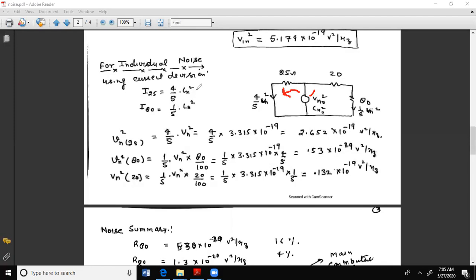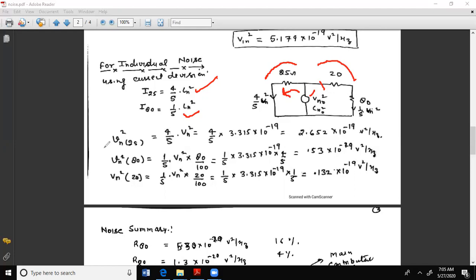So the noisy current in this terminal is the four-fifths part of the total noisy current, and the current in this resistance, this part, is equal to one-fifth part of the total noise. So four-fifths of the output noise comes from the left-hand side, while one-fifth of all the noise comes from the right-hand side.